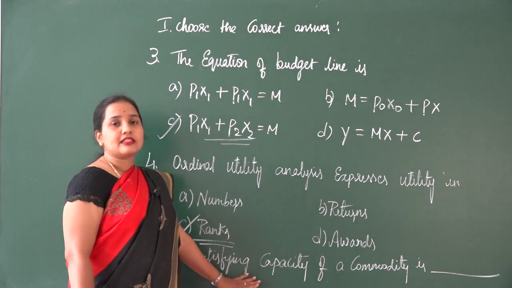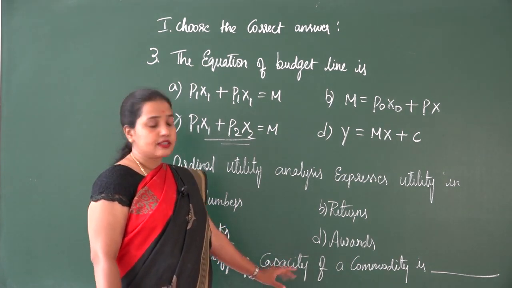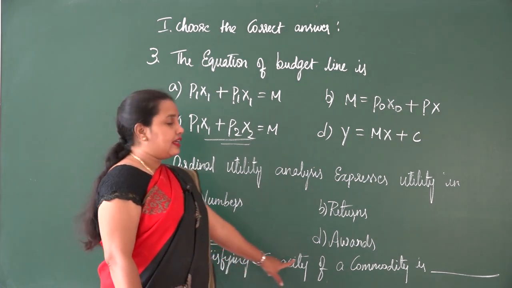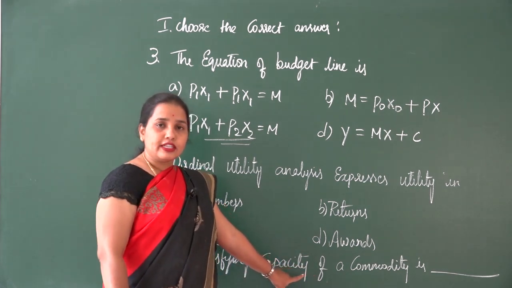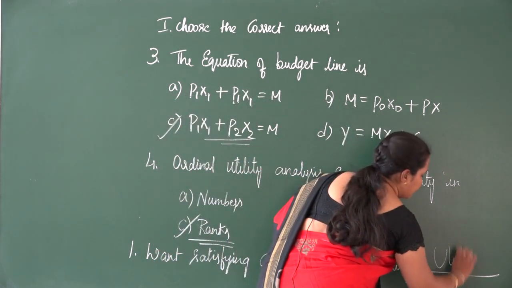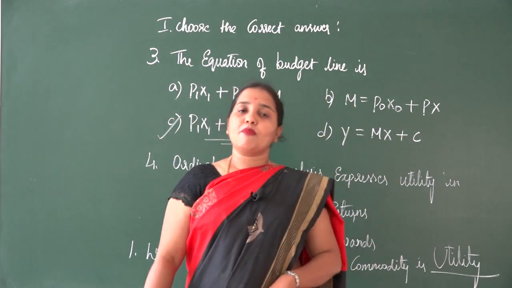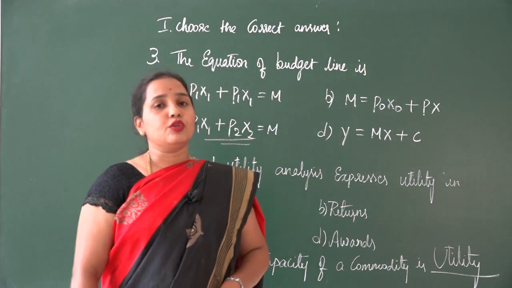One fill in the blanks type of question which you have already understood: want satisfying capacity, or you can also call it power of a commodity, is what? Utility. Want satisfying capacity or power of a commodity is utility.